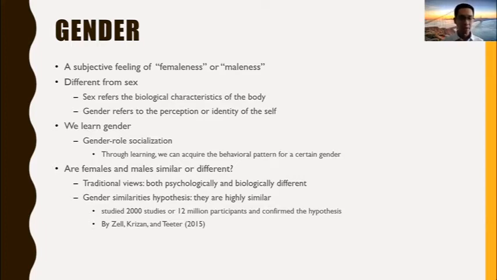And there's a research by Zell, Krizan, and Teeter in 2015. They studied 2,000 existing studies, and in those 2,000 studies, there were 12 million participants. The research confirmed that females and males are really, really similar. They're just humans after all, and they have slight differences in terms of gender. They have slightly different ways of thinking and behaving, and a little difference in their physical characteristics. So actually, females and males are really similar.